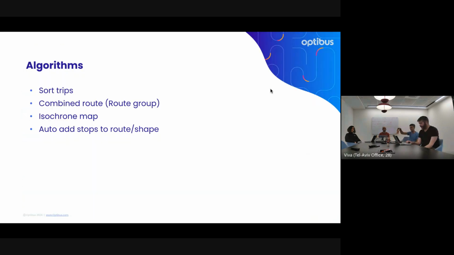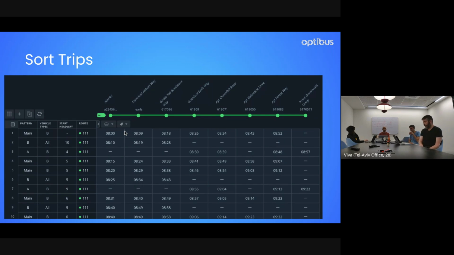Okay, let's start. Which algorithms am I going to talk about? I'm going to talk about sort trips, combined route, isochrone map, and auto-add stores. Let's start with sort trips.